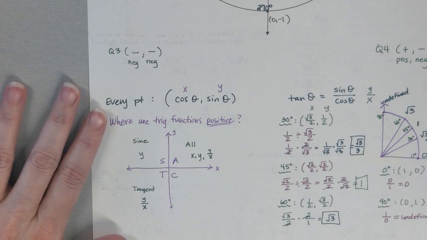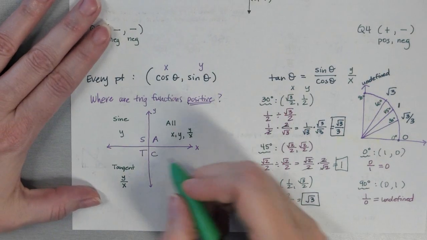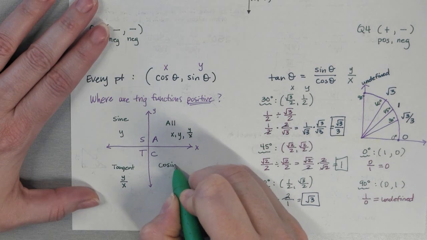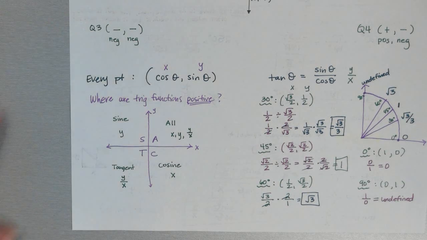All right, and then the C stands for cosine. So the cosine is positive, which is the x value. Okay, so that is going to be important with what we're doing today. And I'm going to pass this out to you. And then the video will be online.